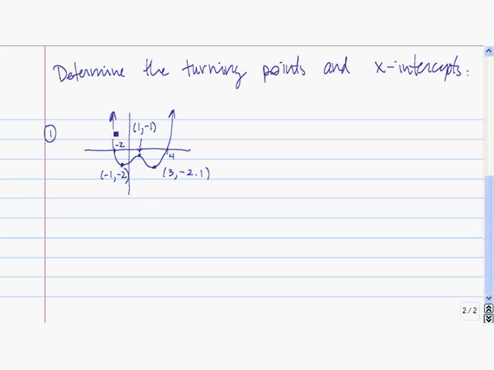Okay, in this problem here, as we traverse along the graph, we see right here we have a local minimum, right here we have a local maximum, and right here we have a local minimum. So these 3 points are our turning points. The x-intercepts are these two x-coordinates where the function crosses the x-axis.